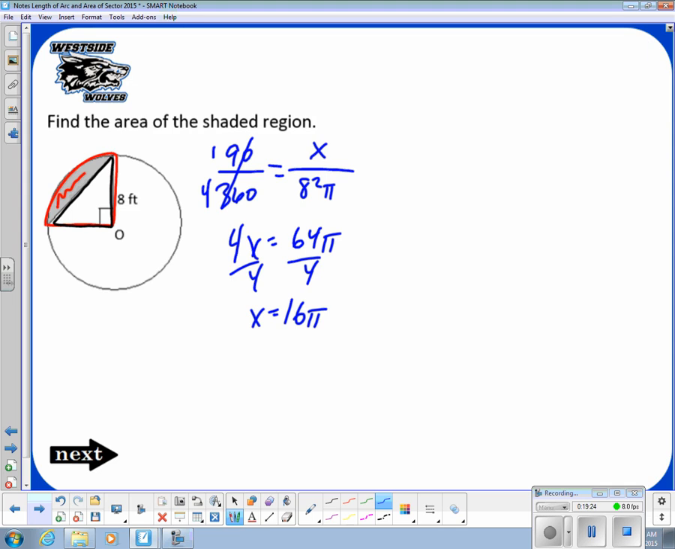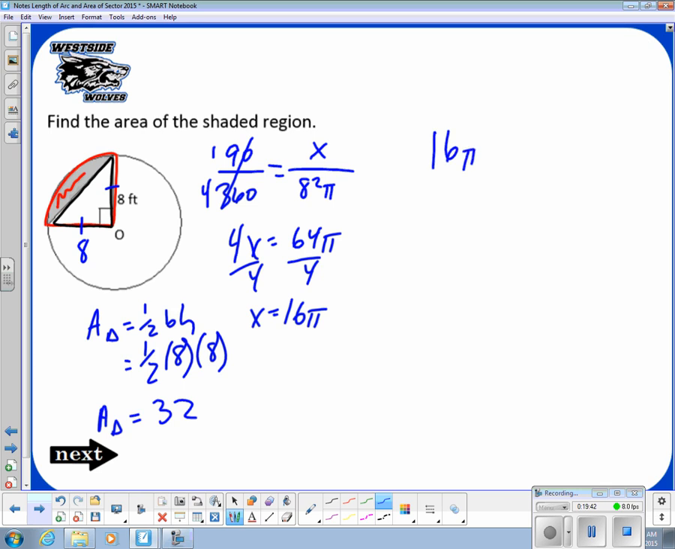Now I need the area of this triangle. Remember, the radius in a triangle is congruent. So if that's 8, this is 8. So the area of the triangle is equal to 1/2 base times height. That's 1/2 times 8 times 8. What I end up with here is 32 for the area of the triangle. So I'm going to take the area of the sector, which is 16 pi, and I'm going to subtract the area of the triangle, which is 32. And this is my exact answer in feet squared. So this is the area of that little piece.